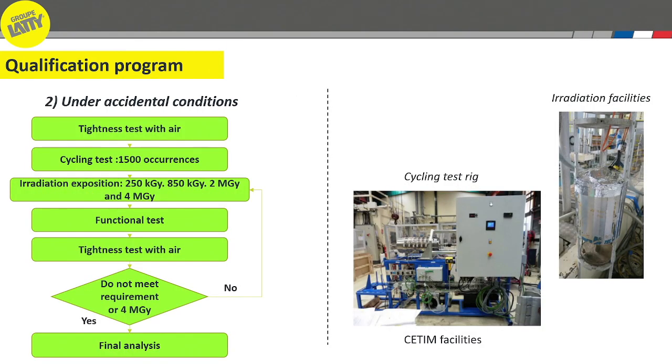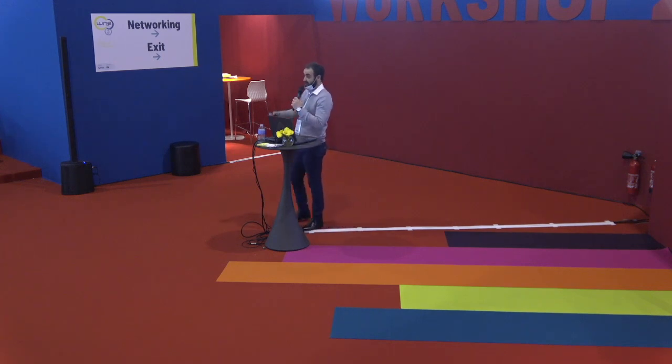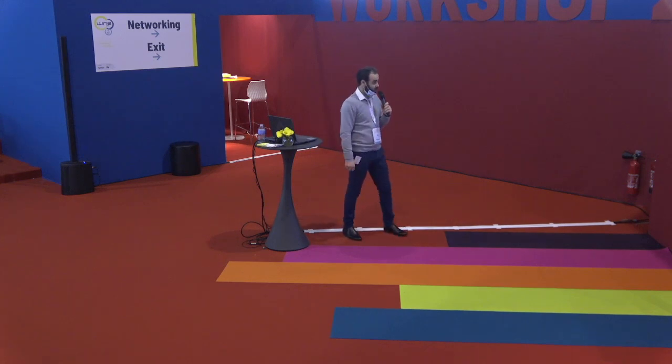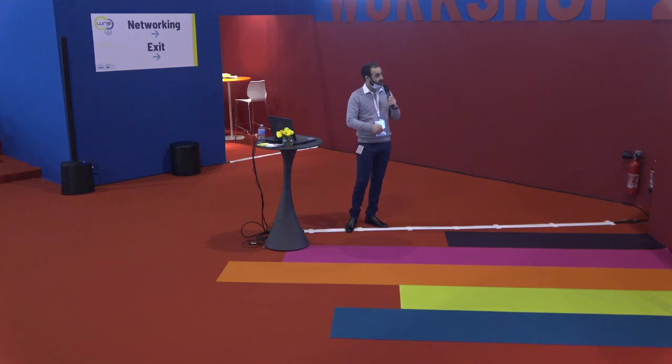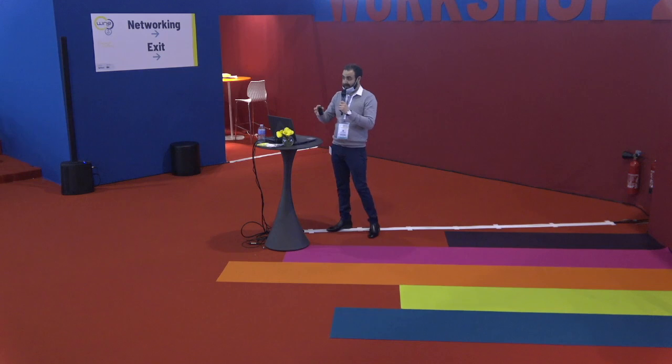The second test concerns assessing and analyzing the packing against accidental condition, which is much more severe and needs a lot of care to take with the saline solution. So the tests start with a tightening test with air, followed by a cycling test with at least 1,500 occurrences. After that, the test cell has been dismantled and put in a kind of reactor in order to be exposed to gamma ray.